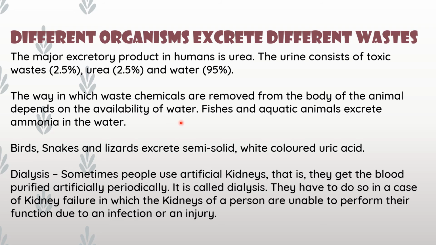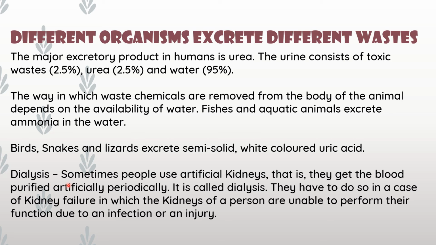The way in which waste chemicals are removed from the body of an animal depends on the availability of water. Fishes and aquatic animals excrete ammonia in the water. They live in water and excrete ammonia into the water. And birds, snakes, and lizards excrete semi-solid, white-colored uric acid. Especially lizards, they have semi-solid excreta containing white-colored uric acid.